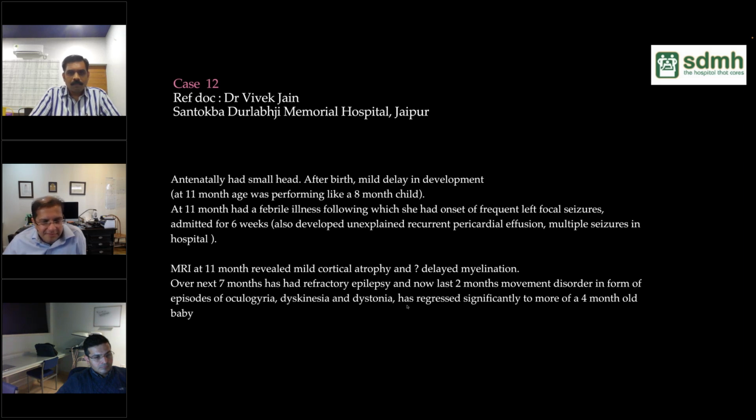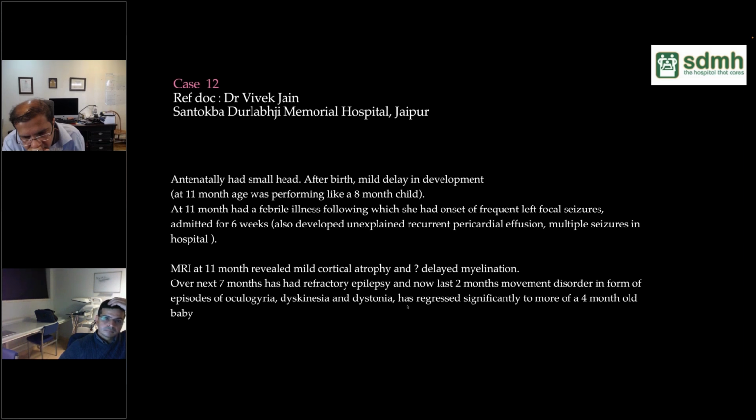So the child is 18 months old now, and always had a small head, antenatal small head. At 11 months, performing like a 7-month-old, so mild delay, and deteriorated suddenly at 9 months of age, and got admitted in a local hospital for 6 weeks and started to have frequent sequential and migratory seizures from either side. She had pericardial effusion. That was at 11 months of age. And then I started to see her. Now she's around 19 months. And over the last 8 months, she has significantly regressed.